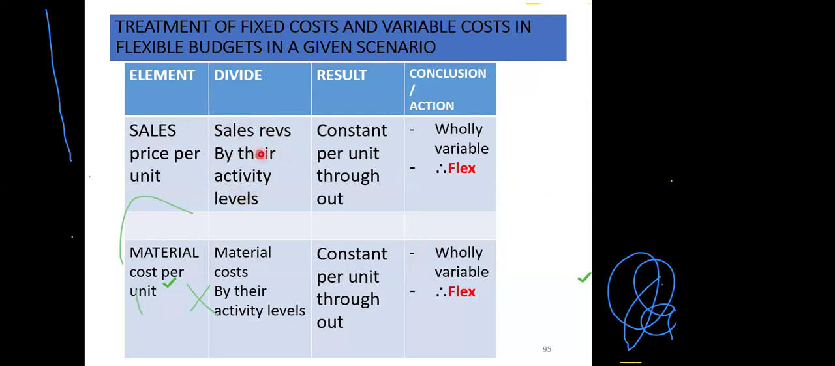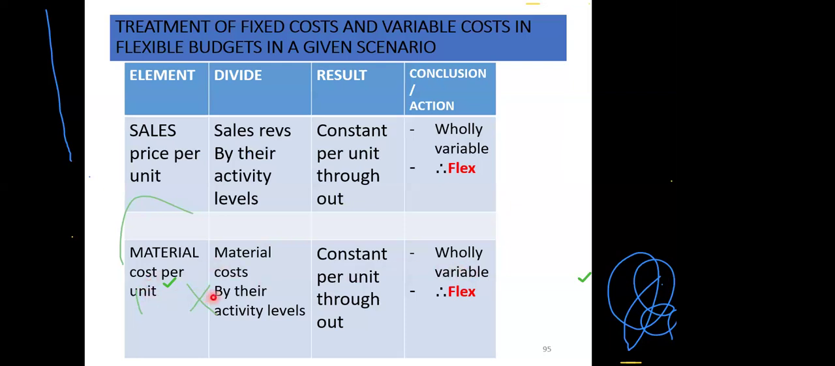Yeah, so sales revenues divided by the activity levels. If the figure is constant, then your conclusion is that it's wholly variable. Then in that case, you should flex. Similarly, for materials, divide the material cost by the activity levels. If the figure is constant, it's wholly variable, and it means that you should flex.